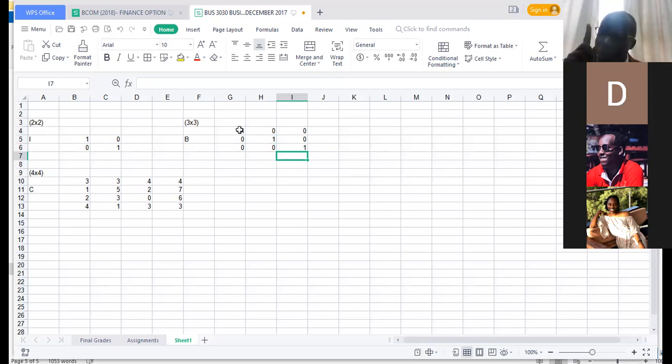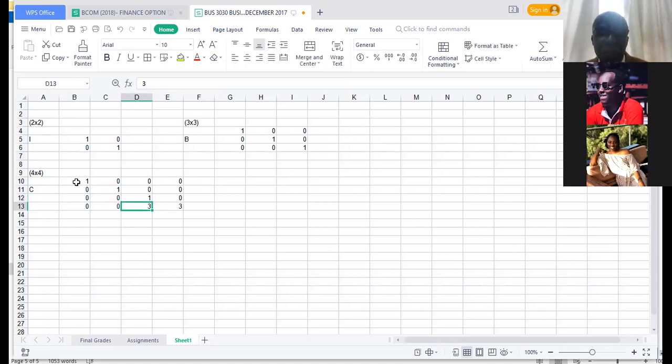Dimension 3 by 3. I want you to take note, because this is really the core of the application of matrices, the use of the identity matrix. Now for the 4 by 4: the first row is what? 1, 0, 0, 0. The next one? 0, 1, 0, 0. The third one? 0, 0, 1, 0. The last one? 0, 0, 0, 1.